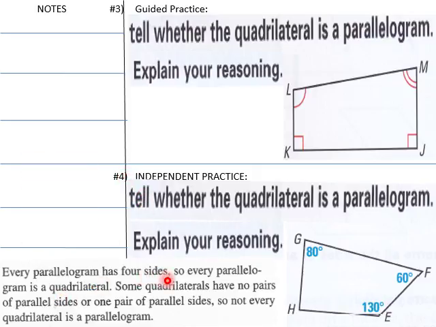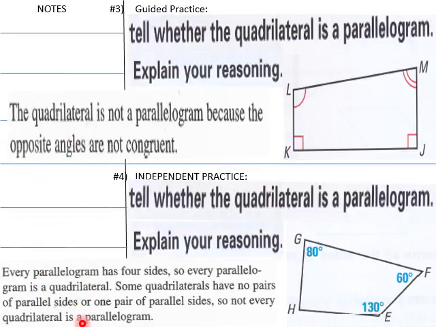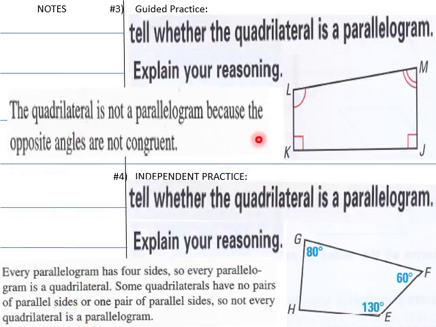Every parallelogram has 4 sides, so every parallelogram is a quadrilateral. Some quadrilaterals have no pairs of parallel sides or 1 pair of parallel sides, so not every quadrilateral is a parallelogram. Is this a parallelogram? No, it's not a parallelogram. Absolutely not. And up here is not a parallelogram because the opposite angles are not congruent, so that way you know these are not parallelograms.